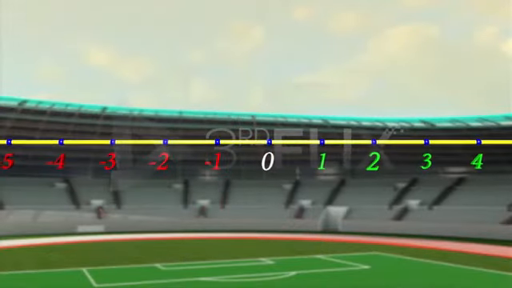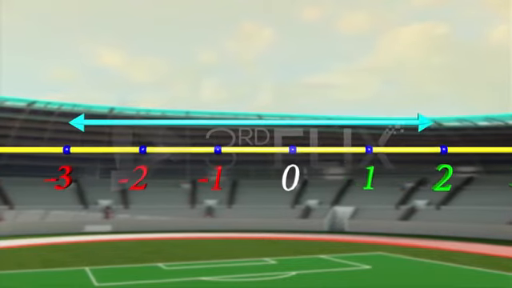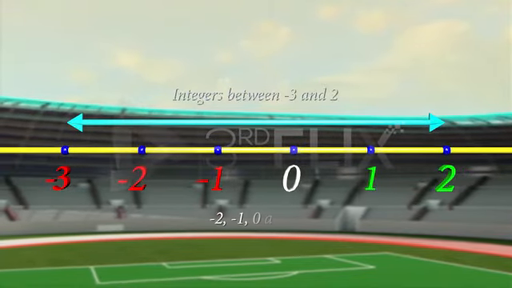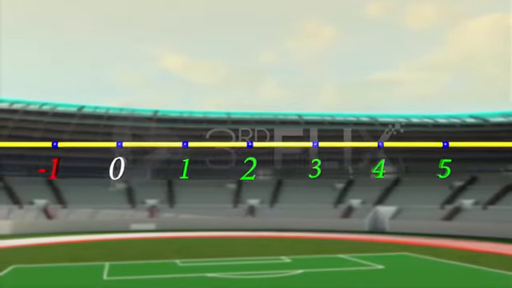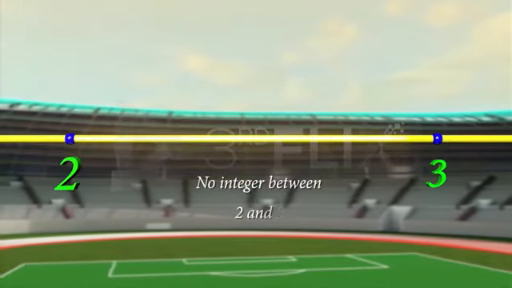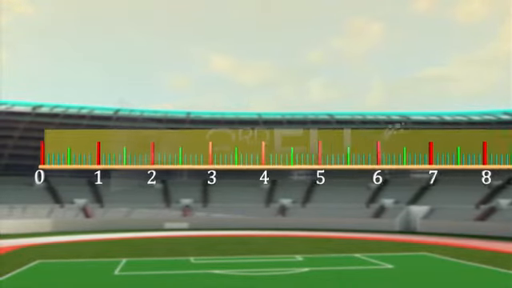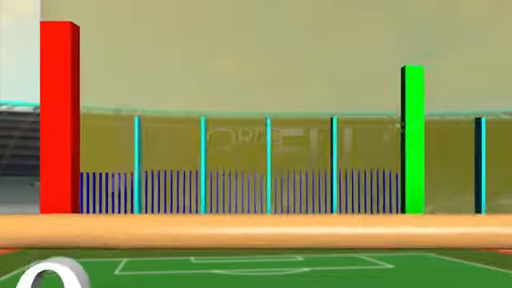Can you tell the integers between -3 and 2? There are -2, -1, 0 and 1. Now, can you find any integer between 2 and 3? No. Between any two consecutive integers, we can find rational numbers.